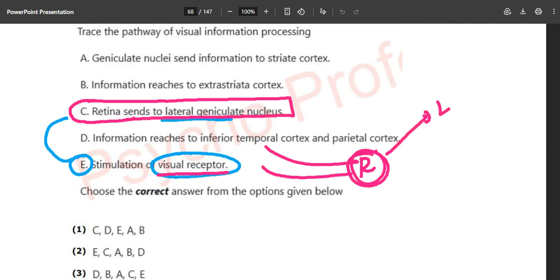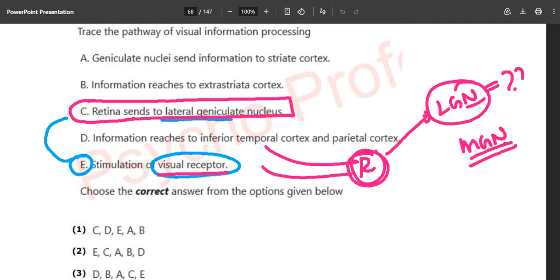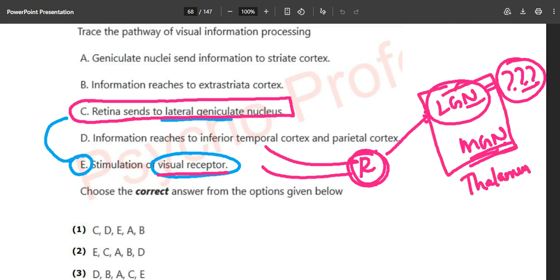It will send to the LGN. Now try to think, if MGN is in thalamus, where will be LGN? Can you comprehend this thing? If you can, very good. This is located where? None other than your thalamus, and that is why it is called the relay center.